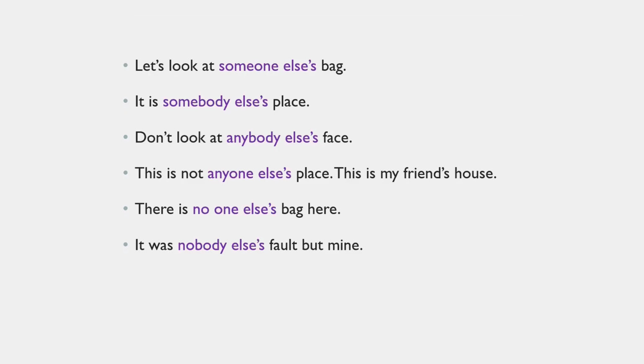Now look at these sentences. Let's look at someone else's bag. It is somebody else's place. Don't look at anybody else's face. This is not anyone else's place. This is my friend's house. There's no one else's bag here. It was nobody else's fault but mine.